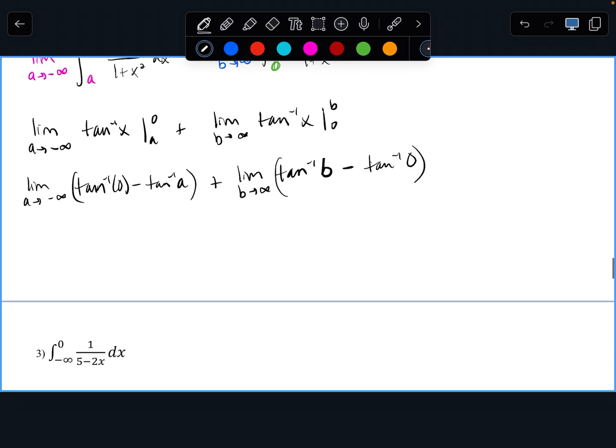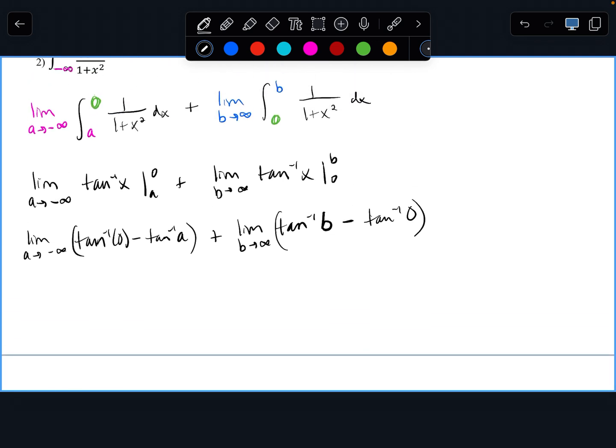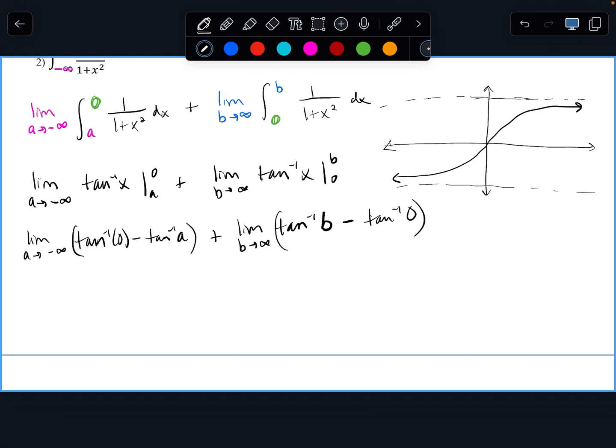So remember what inverse tangent looks like. On the BC exam, they almost always have an improper integral with inverse tangent, just because they really like this curve. So inverse tangent, remember, looks like this. Do you guys remember where the asymptotes are? Does anyone remember? Pi over 2, yep. Pi over 2 and negative pi over 2, right? So this is the inverse tangent graph.